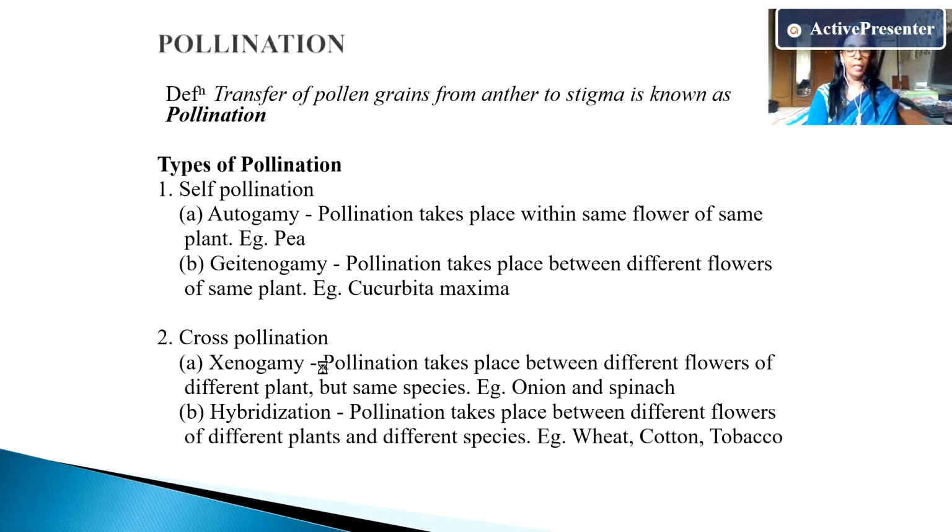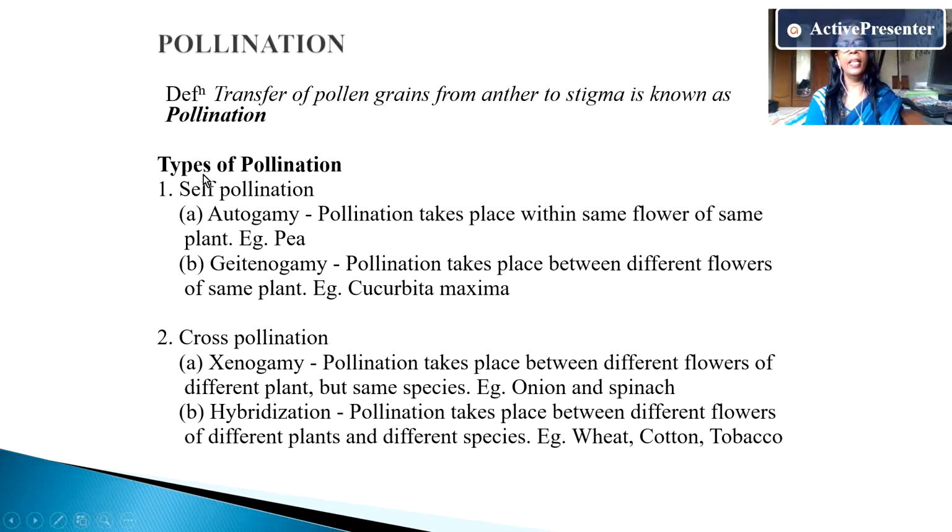Okay. Then the production of the male gamete we have completed, and the female gamete also. The next one is pollination, how the male gamete is transferred from the male organ to the female organ. That is pollination, the next chapter. The transfer of pollen grain from anther to stigma is known as pollination.